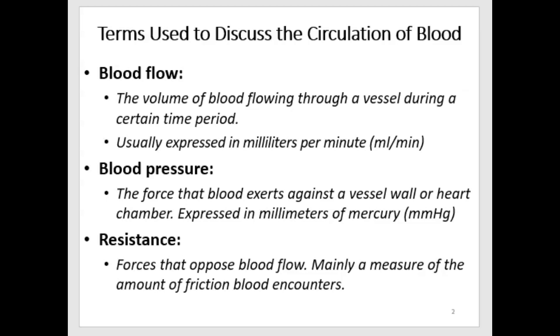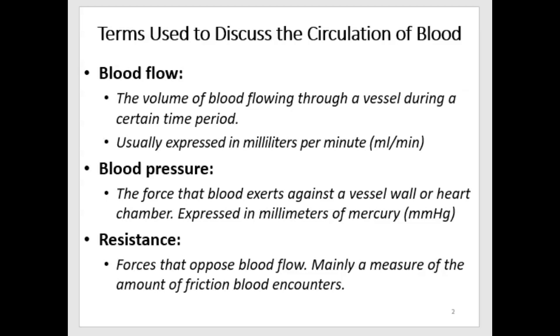The first is blood flow. Blood flow is defined as the volume of blood flowing through a vessel over a certain period of time. It's usually expressed in milliliters per minute.